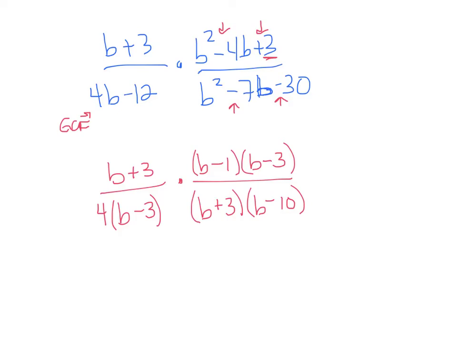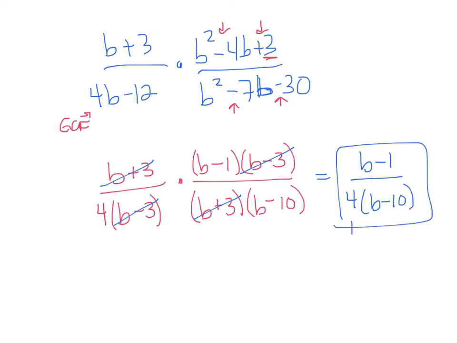So once you have this, you can cross out whole factors. So b minus 3 crosses out. b plus 3 crosses out. And when you are done crossing everything out that crosses out, you write what you have left. So on top we have a b minus 1, and on the bottom we have a 4 times b minus 10. That's your answer. There is no need to distribute that 4. You can if you really, really want to, but there is no need to. You just leave it like that, and you're done.